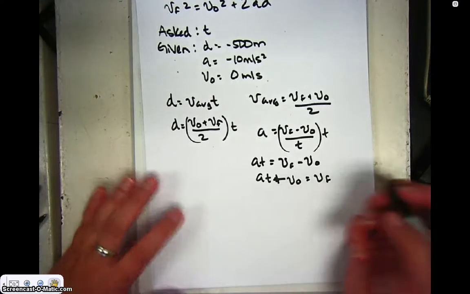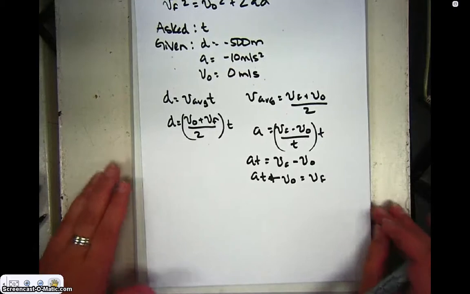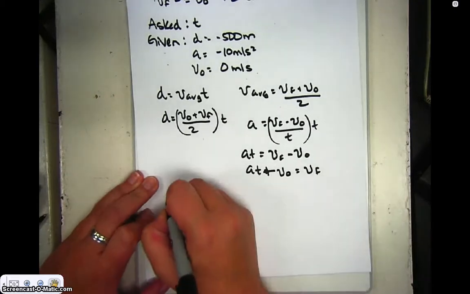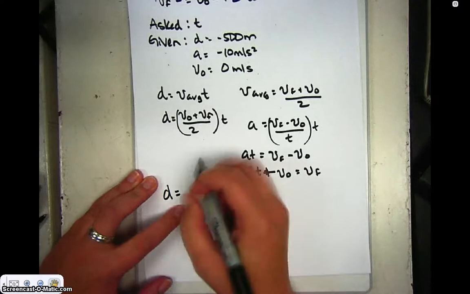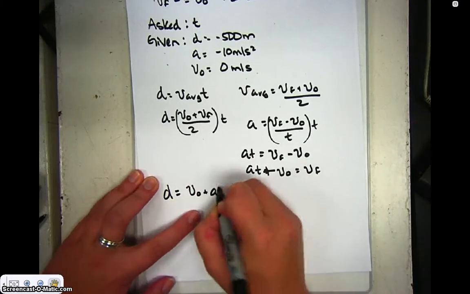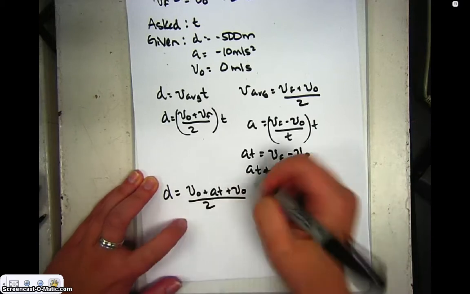All right, so let's go ahead and do that, and it's going to be a big algebraic mess. Again, I'm deriving these for you so you don't have to do them on your own later, and we can just memorize them, but I'd like for you to see where they come from. So we have v initial plus at plus v initial all over 2 times t.